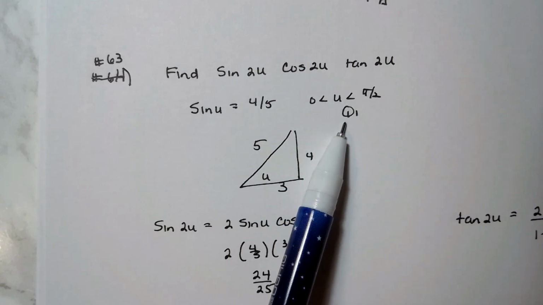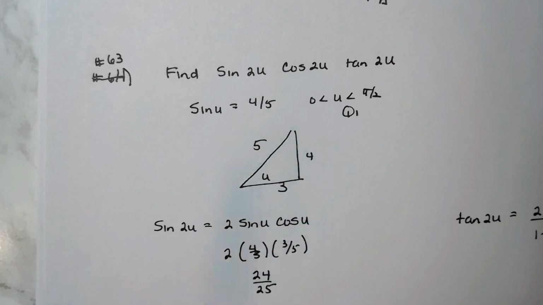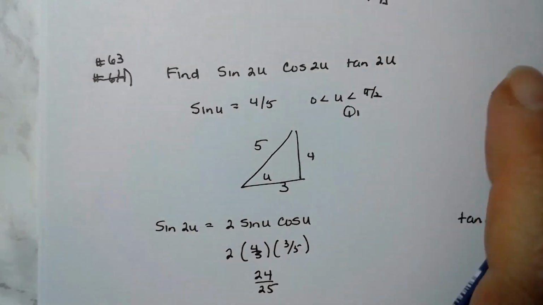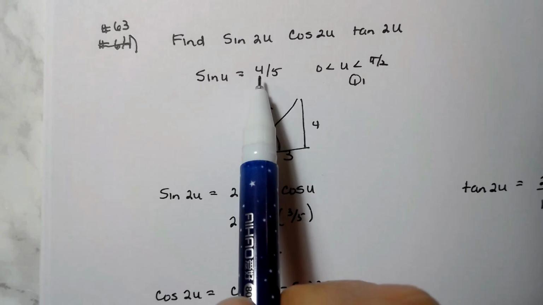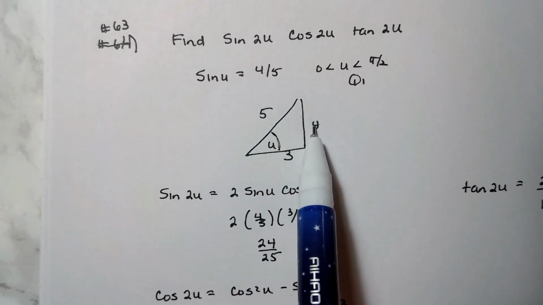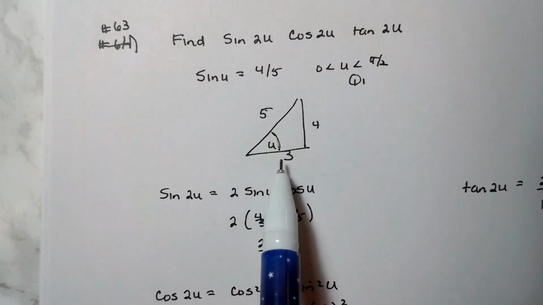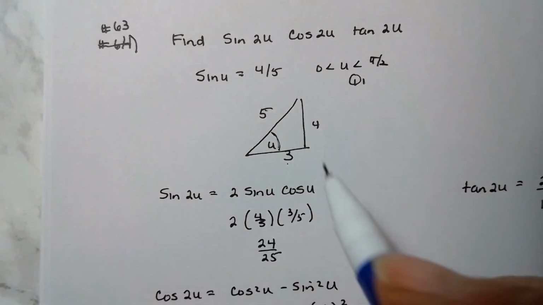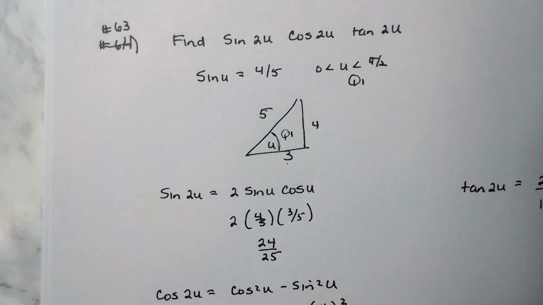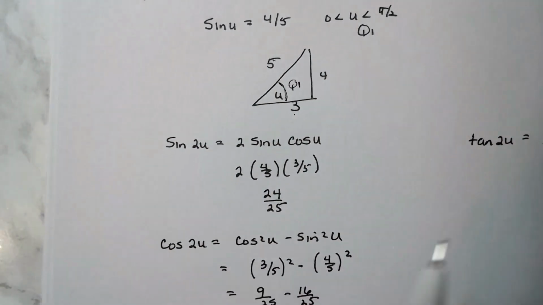That's a quadrant 1 angle. That's good, because all of our sines, cosines, tangents, and their reciprocals are positive in that quadrant. So I make a triangle with an angle u here, using the fact that the sine is the opposite over the hypotenuse, and the Pythagorean theorem to find the missing side. Now that I know this is quadrant 1 and everything's positive, I can use my formulas.